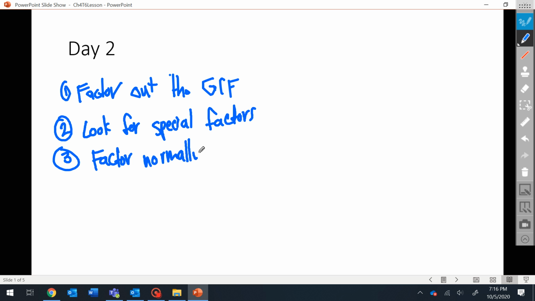We've already looked at factoring out the GCF, and we've looked at looking for special factors. The only thing we haven't done yet is how to factor normally. There's going to be a couple of cases for factoring normally, and we're going to be looking at trinomials in the form ax squared plus bx plus c. They're going to have a squared term, an x term, and a constant term.